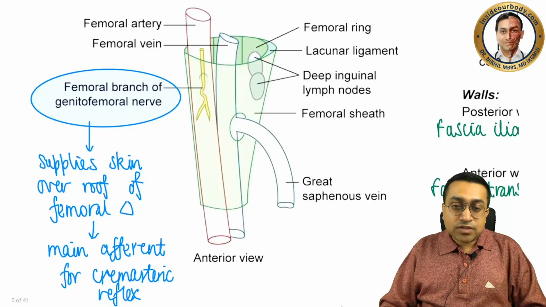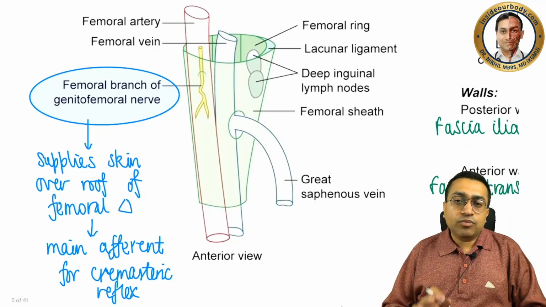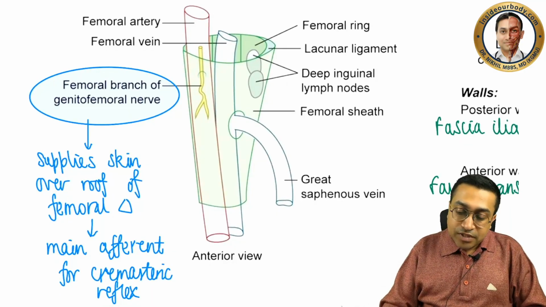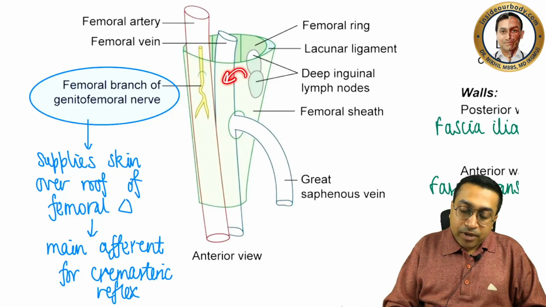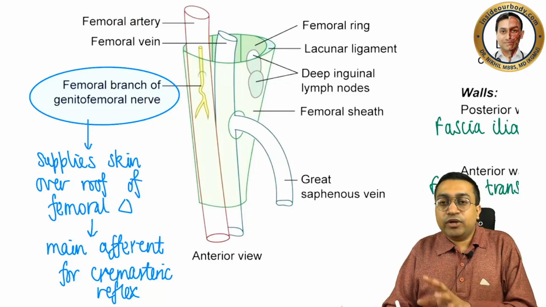So now you see this diagram, a very famous diagram for understanding the femoral sheath. We have seen this is the femoral sheath, and you have the medial-most compartment having the deep lymph nodes of Cloquet. You have an intermediate compartment having the femoral vein, and the lateral-most structures are the femoral artery and the femoral branch of the genitofemoral nerve.